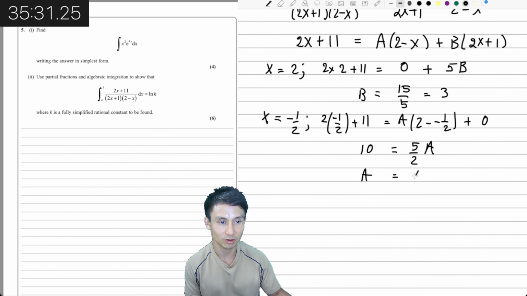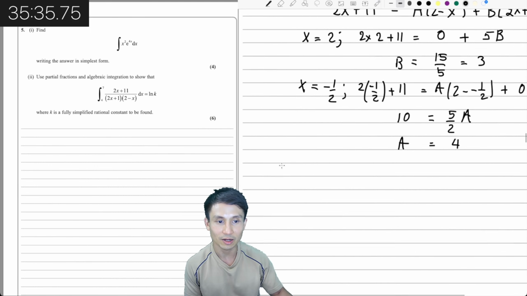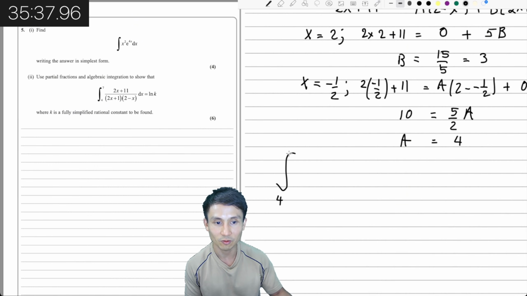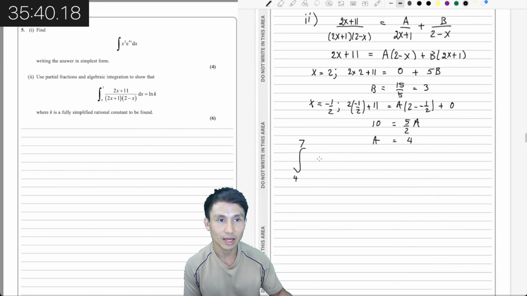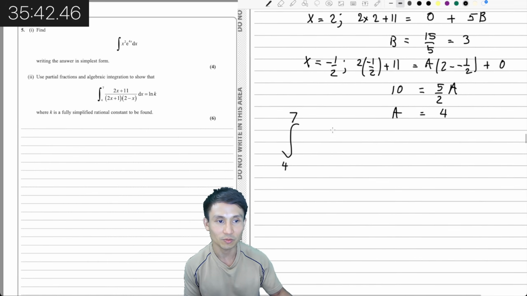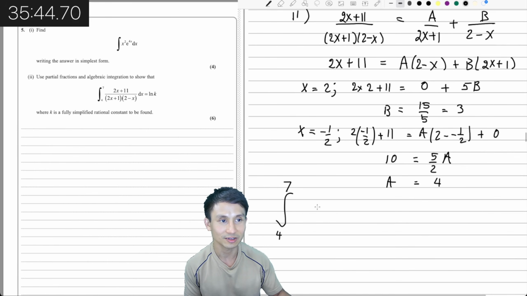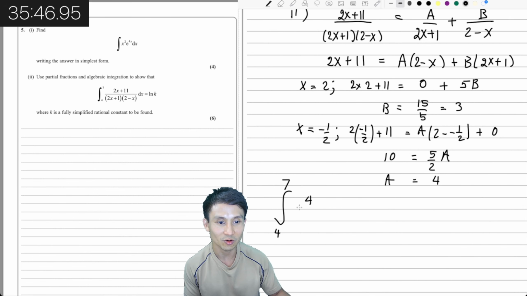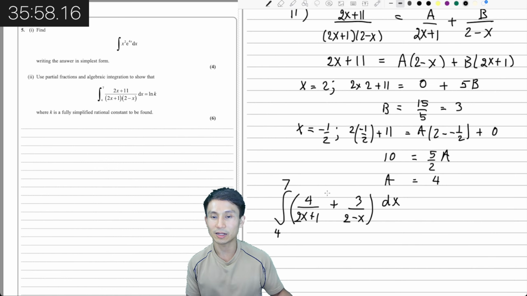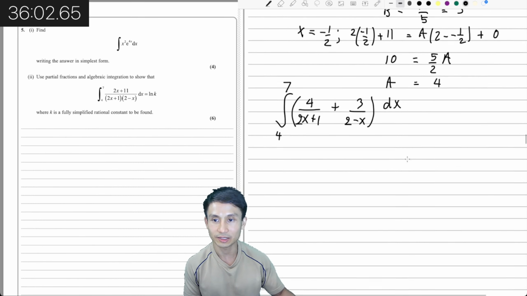So that will be A equals 4. Yeah, that's my 4. Okay, so then we integrate already, yeah? So we integrate 4 and 7. So that whole fraction will be split into partial fractions, which is A over 2x plus 1 plus B, which is 3 over 2 minus x dx, right? So we are getting this. That's it. We are integrating this, guys.